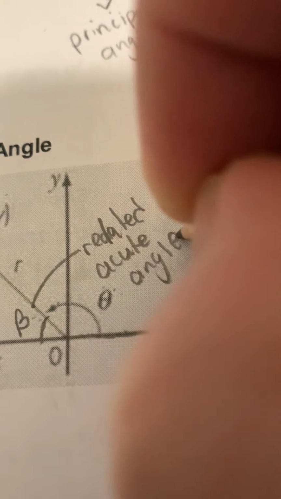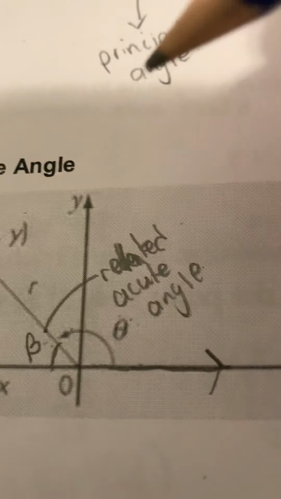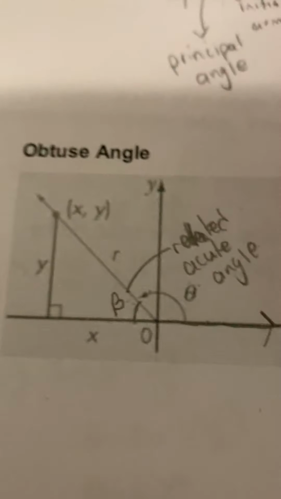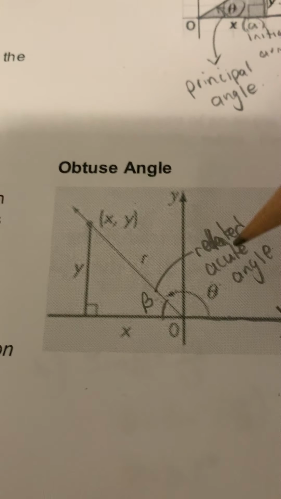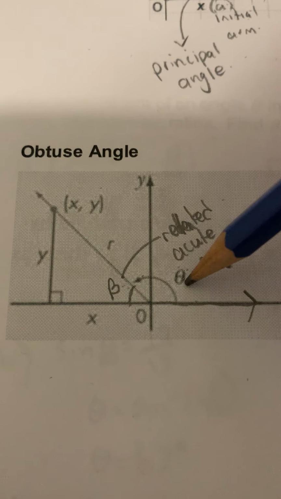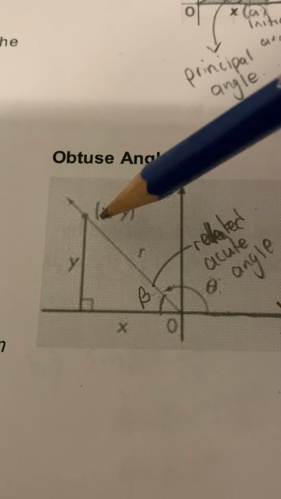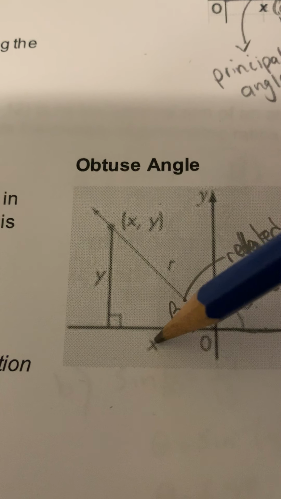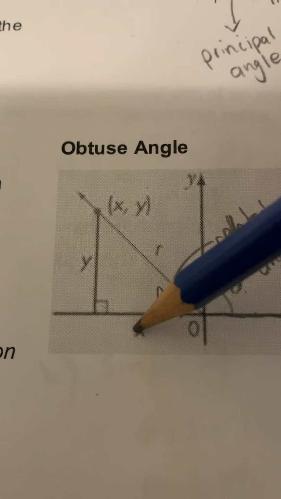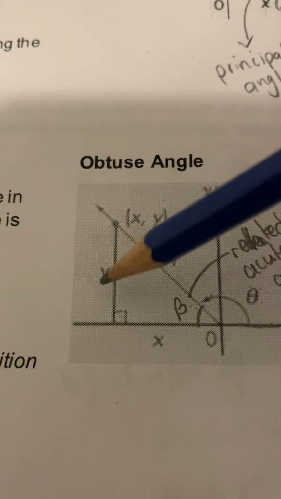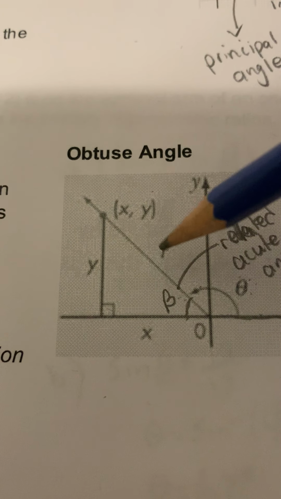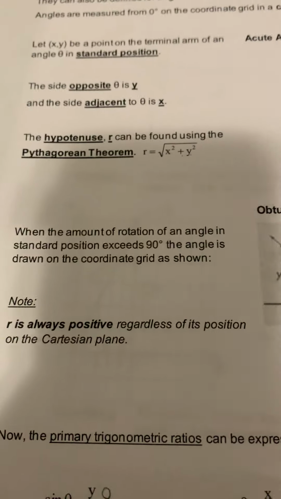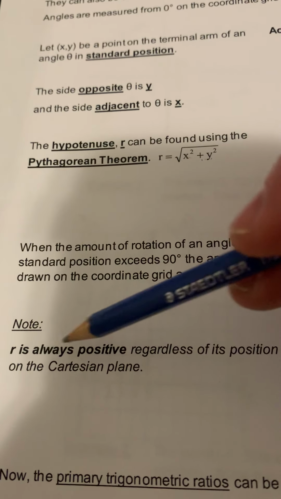Sorry, you can't read that really well. Related acute angle is beta, and our principal angle is theta. Okay, so we still have our x, y, and r. In this case, the x value would be negative, but don't worry about that right now. Okay, so we have our y value, and our radius is always positive. So that says something over here. R is always positive.